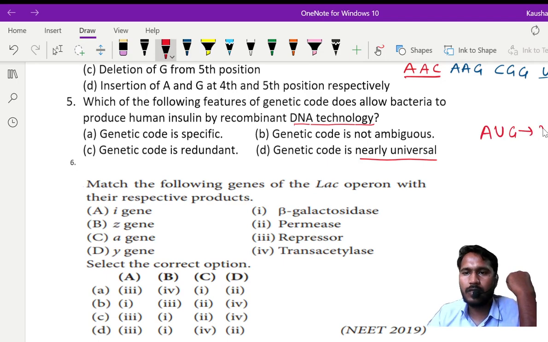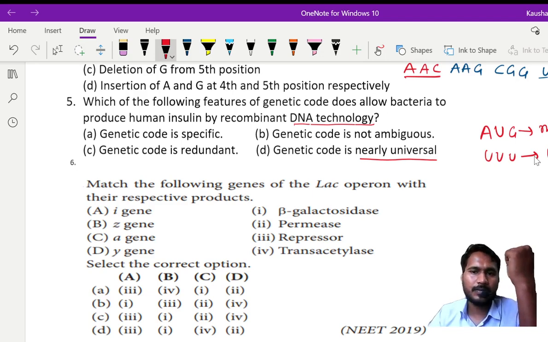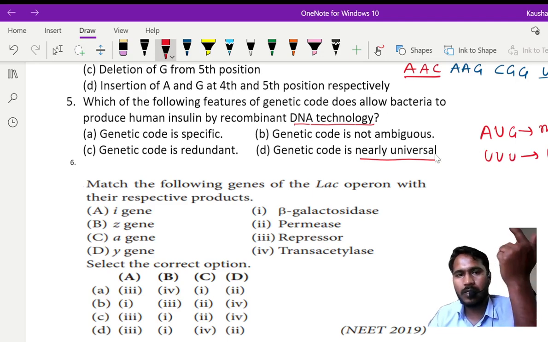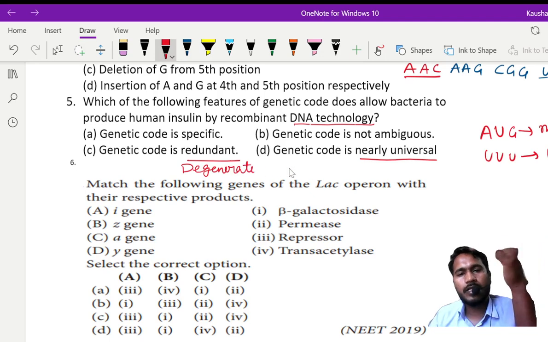AUG will always code for methionine. Or UUU, wherever it is, will code for phenylalanine. We have 64 genetic codons, and they are nearly universal to every animal. Unambiguous means one codon can code for one amino acid but cannot code for another. Redundant is also called degenerate: one amino acid can be coded by more than one different codon.